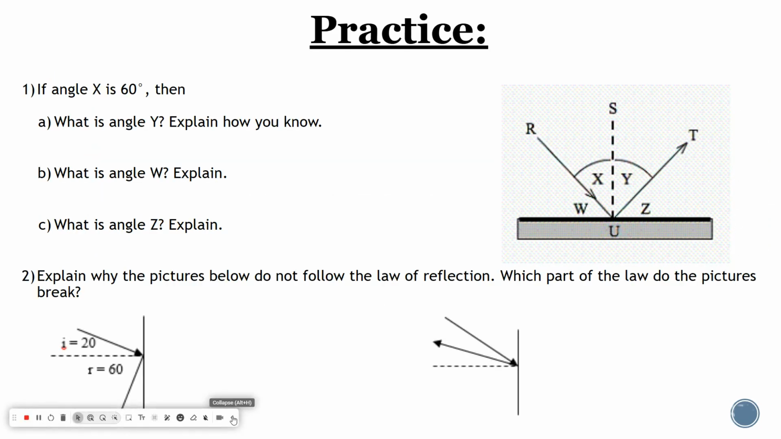So you can try these practice problems as well. Pause the video, try them out, and then we'll take them up.